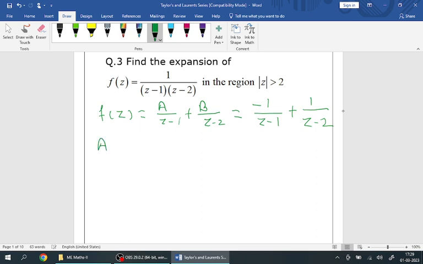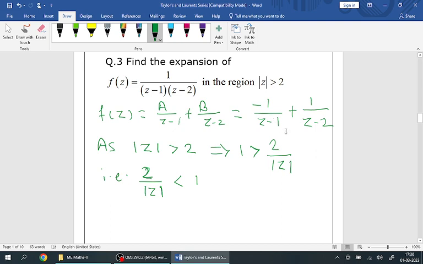Now mod z greater than 2 is given, but our focus is to find those quantities whose mod is less than 1. So if we divide by mod z on the RHS, you will observe that 1 is greater than 2 by mod z. That is, this is r, this 2 by mod z. 2 by mod z is less than 1. So what is our r now? The r will be 2 by z, because we want such a modulus whose r is less than 1. So this r is less than 1.